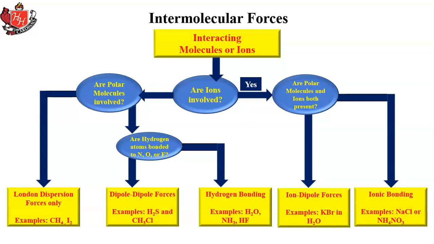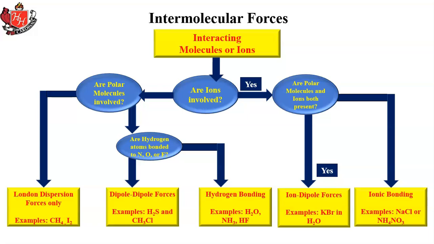So if polar molecules and ions are both present, then you have an ion-dipole force. Polar molecules, dipoles, they mean the same thing. So examples would be if you put potassium bromide into water, the potassium bromide would dissolve. You remember from your solubility rules, if you can remember back that far, potassium breaks apart with anything that it's with. So the potassium would become a positive cation, the bromine would become a negative anion, and those would be attracted to the different ends of the water molecule. We'll talk about that a little bit more in a moment.